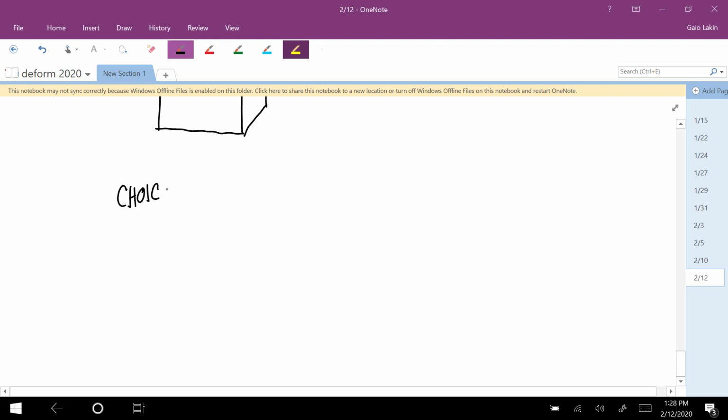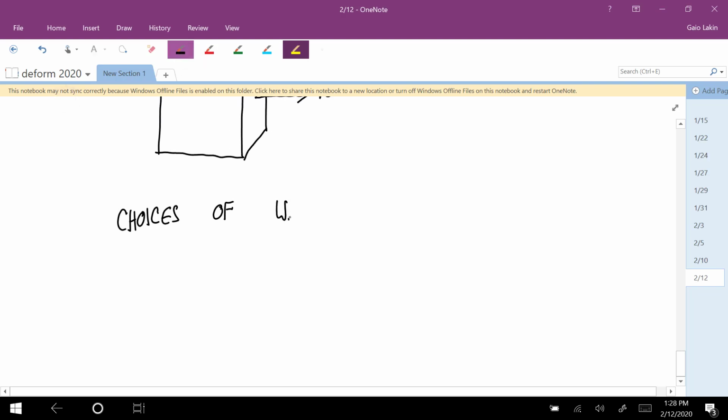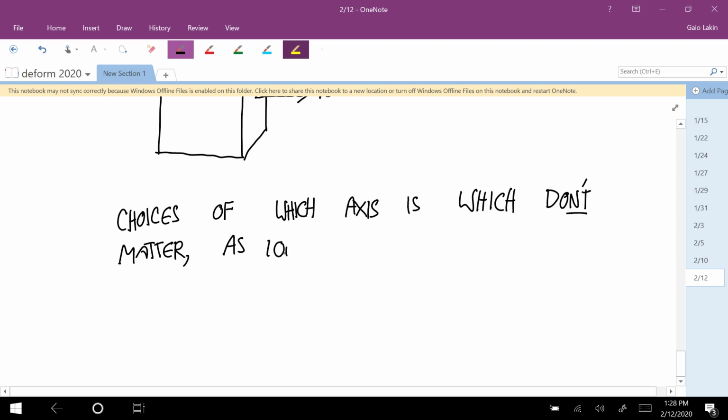So the choices of which axis is which don't matter, as long as the x-axis crossed with the y-axis is equal to the z-axis.